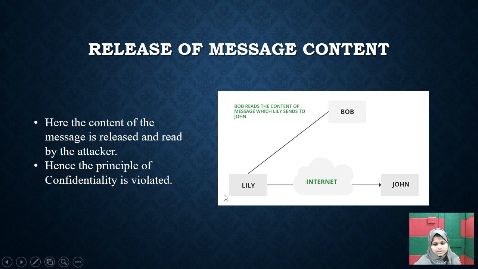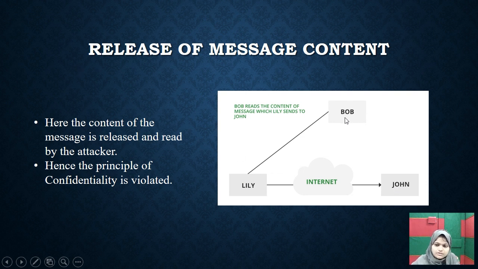Now suppose in this case, Lily is sending some messages to John. Now instead of directly sending the messages, if Lily encrypts this message, means if she uses some sort of code language to send this message to John, then Bob will not understand what messages Lily has sent to John. Right, he will not be able to understand because they are communicating in some sort of code language. So in that case Bob will not be able to understand whatever messages or data are being exchanged between Lily and John, right?